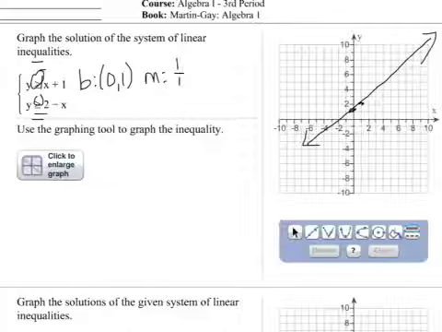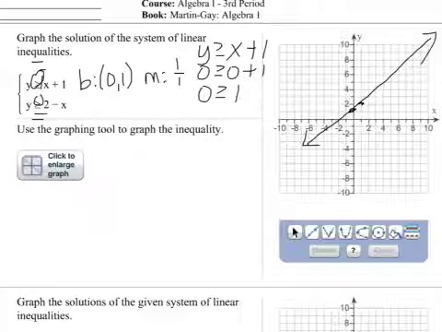Now I'll test whether I'm supposed to shade above that line or below that line by testing 0, 0 in my inequality, since 0, 0 is not on my line. So I wrote the first inequality down, y greater than or equal to x plus 1. Now I'll substitute 0 and 0 in place of x and y. So when I substitute 0 in place of x and y, I end up with the statement 0 is greater than or equal to 1. And that's a false statement.